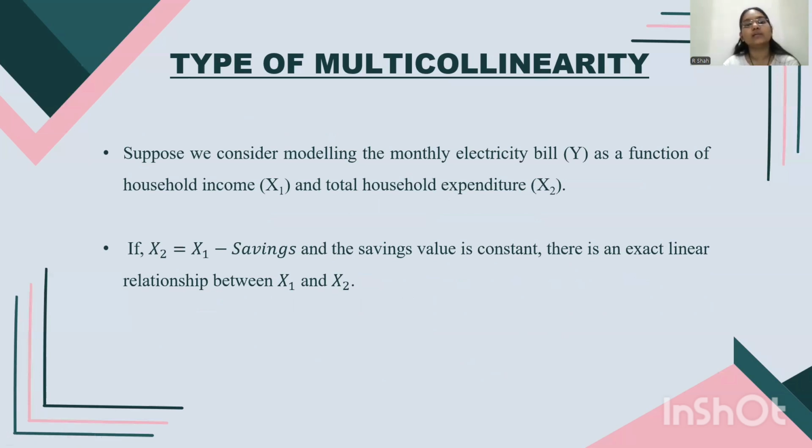Suppose we consider modeling the monthly electricity bill as a function of household income x1 and household expenditure x2. If x2 is equal to x1 minus savings and the saving value is constant, there is an exact linear relationship between x1 and x2.